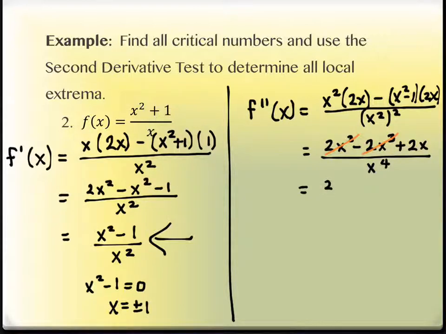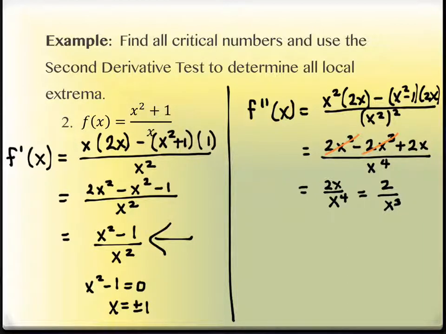So I have 2x over x to the 4th. I could leave it that way for what I'm about to do. I could also reduce it by a power of x, so I could recognize that this is just going to be 2 over x cubed. But if you didn't recognize that, that's not the problem. The question wasn't find the second derivative and simplify it, right? The question is to use the second derivative to do something. What are we supposed to be using the second derivative to do?